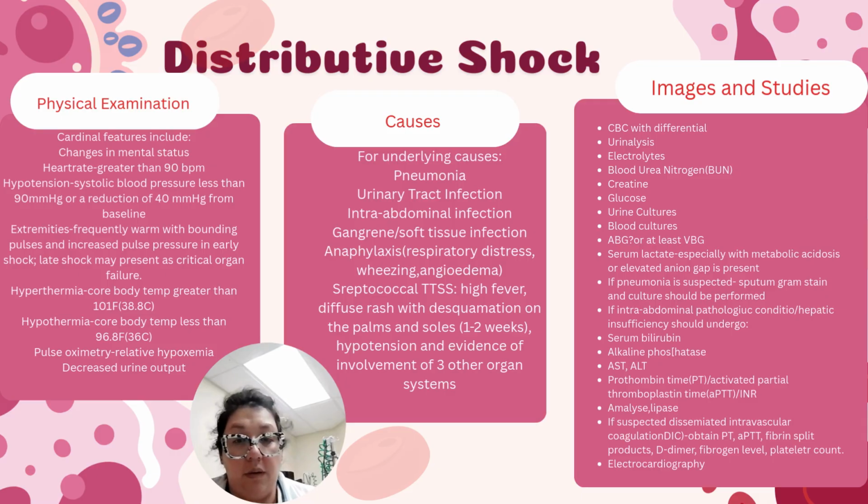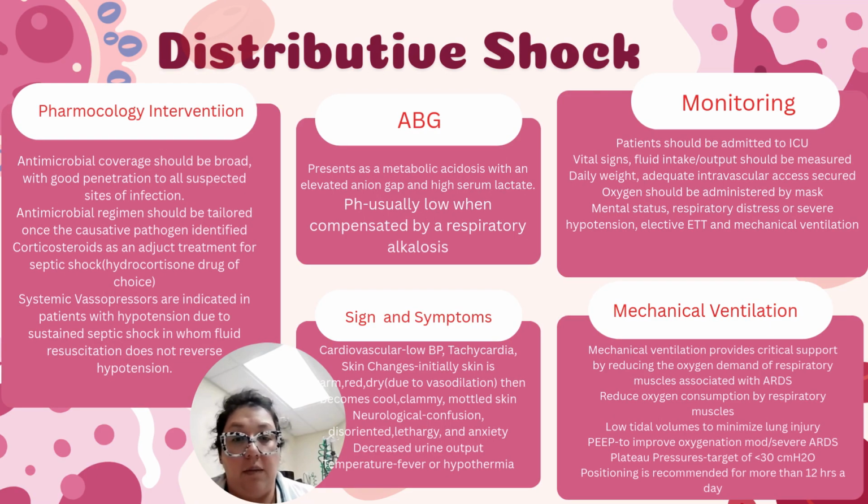Okay, so for the next one, for pharmacology intervention, antimicrobial coverage should be broad, with good penetration to all suspected sites of infection. An antimicrobial regimen should be tailored once the causative pathogen is identified. Corticosteroids are adjunct treatment for septic shock. Hydrocortisone is the drug of choice for this. Systemic vasopressors are indicated in patients with hypotension due to sustained septic shock in whom fluid resuscitation does not reverse hypotension.